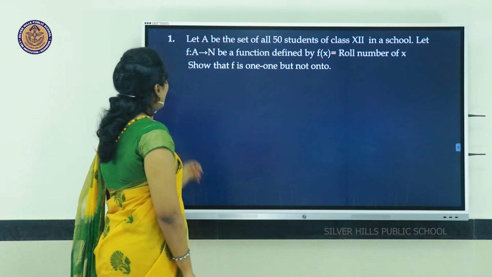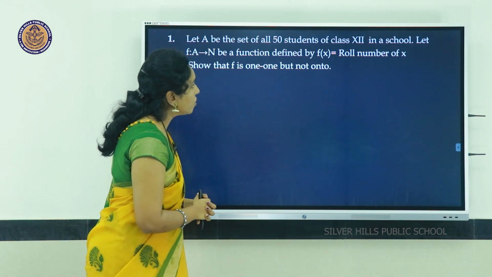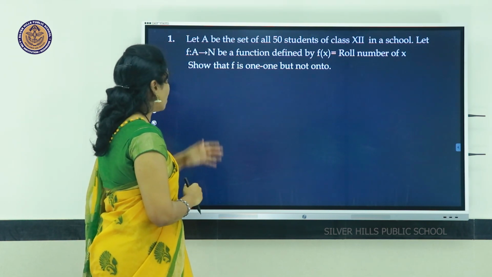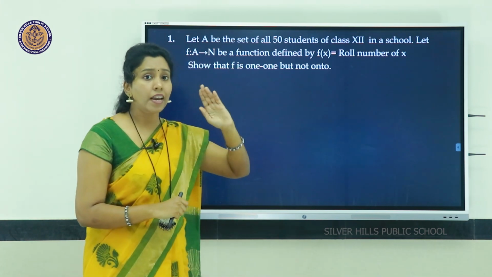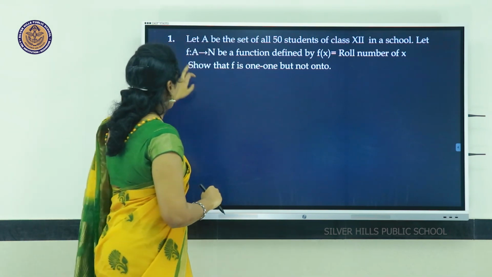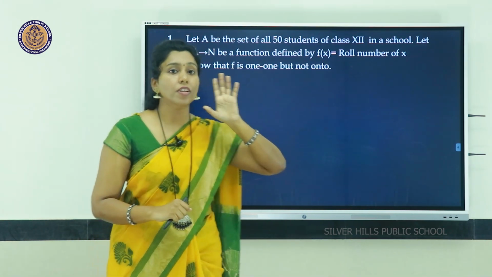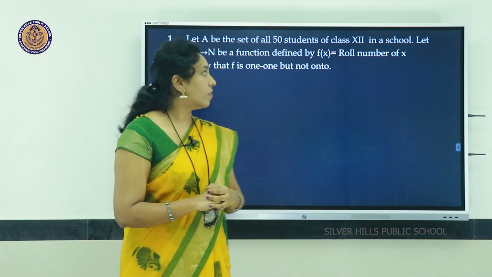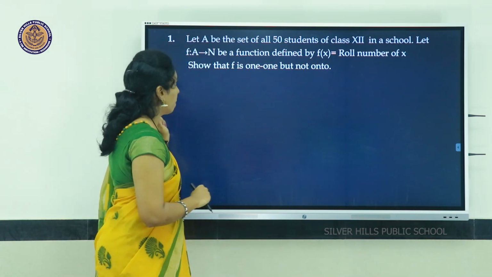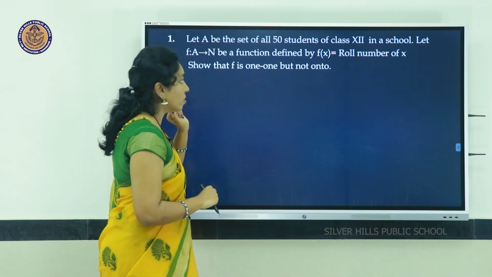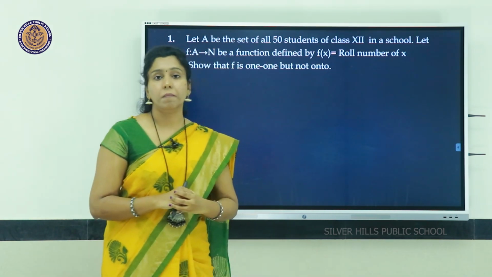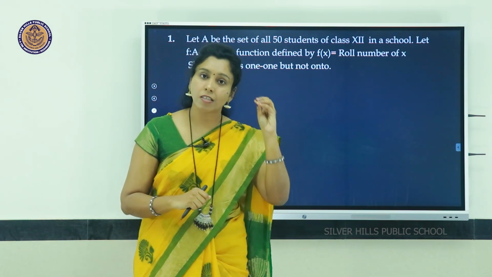What's the question? Let A be the set of all 50 students of class 12 in a school. Let f be a function from A to N. N stands for the set of all natural numbers, 1, 2, 3 it goes. A represents 50 students of class 12 of a school. And how is the function defined? The function is defined by f of x is equal to roll number of x. Here x represents the student.